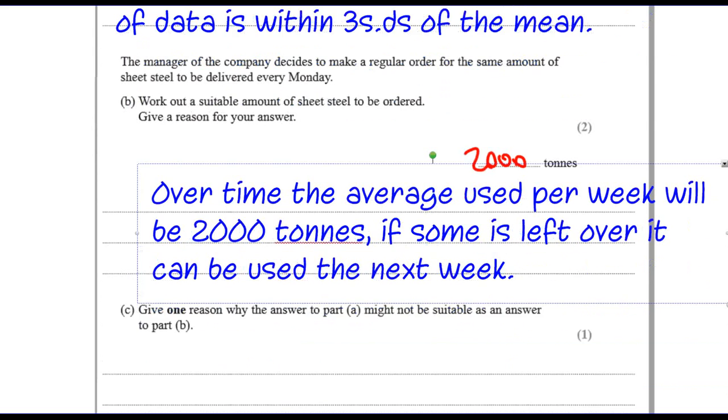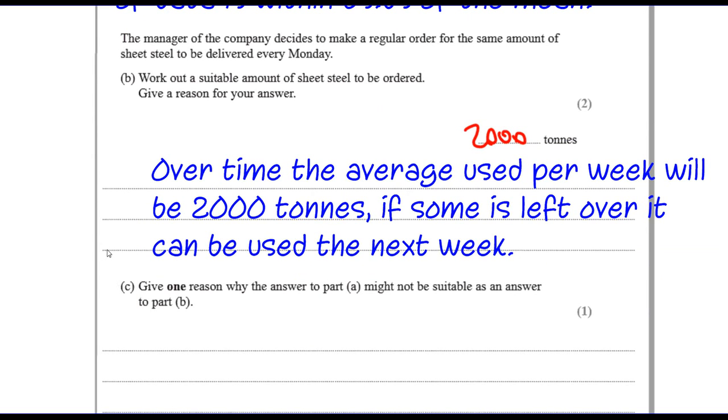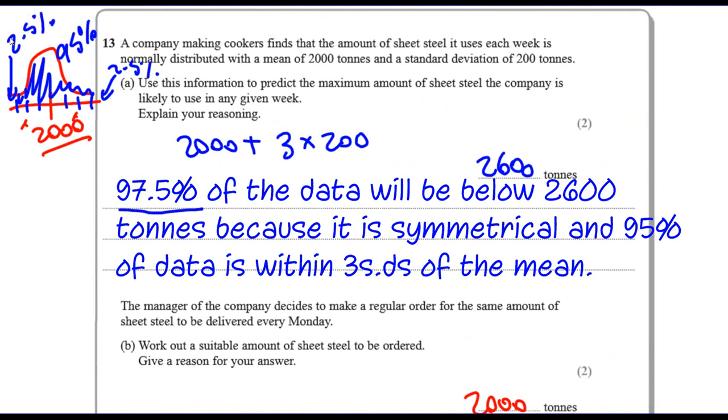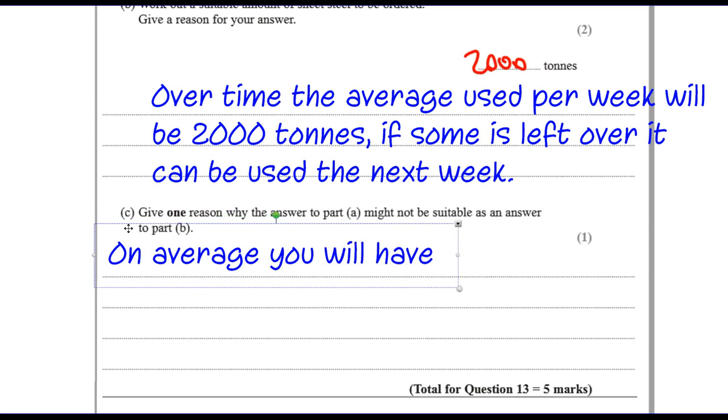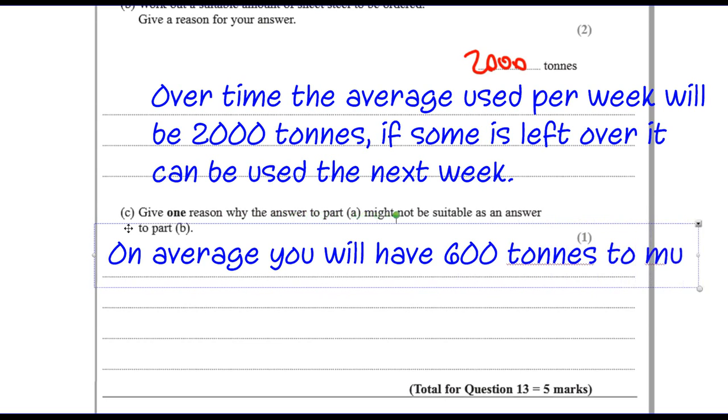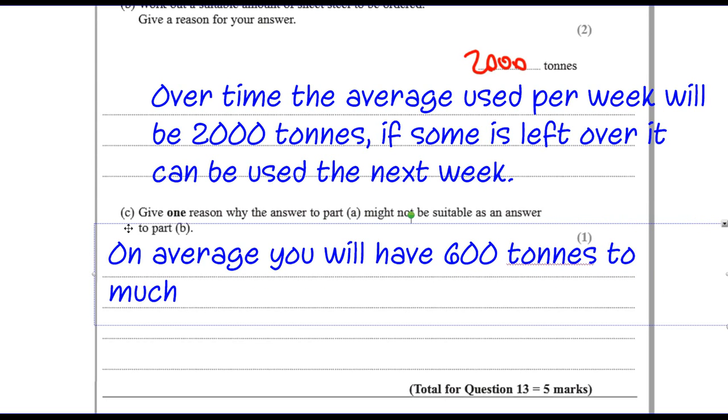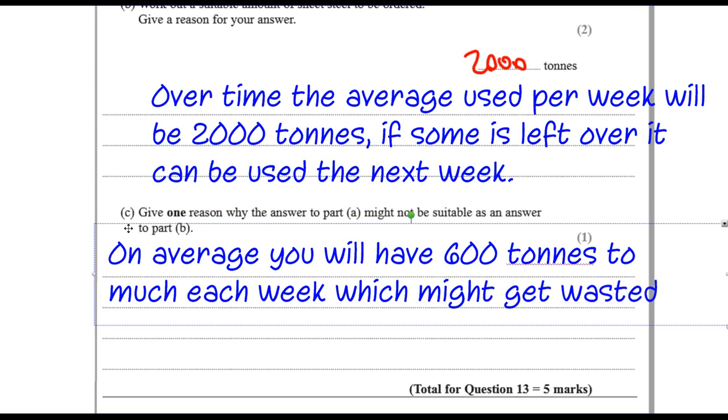Part C. Give one reason why the answer to part A might not be a suitable answer to part B. So 2,600. Well, because on average we're only using 2,000. So on average you will have 600 tons too much each week, which might get wasted. Okay.